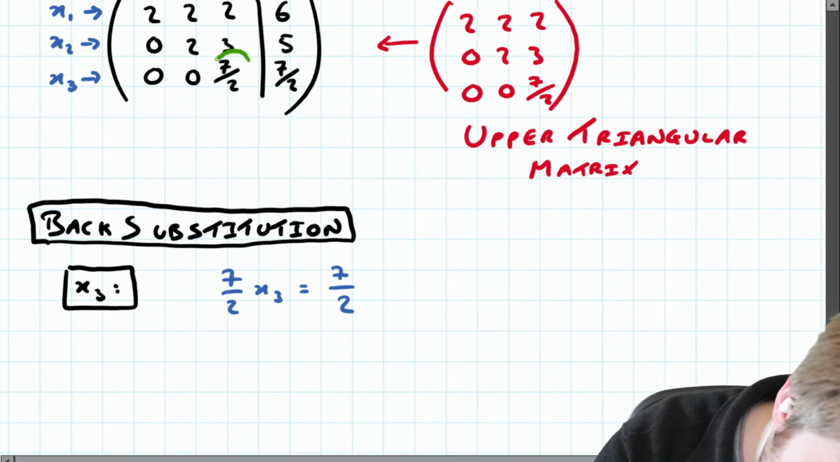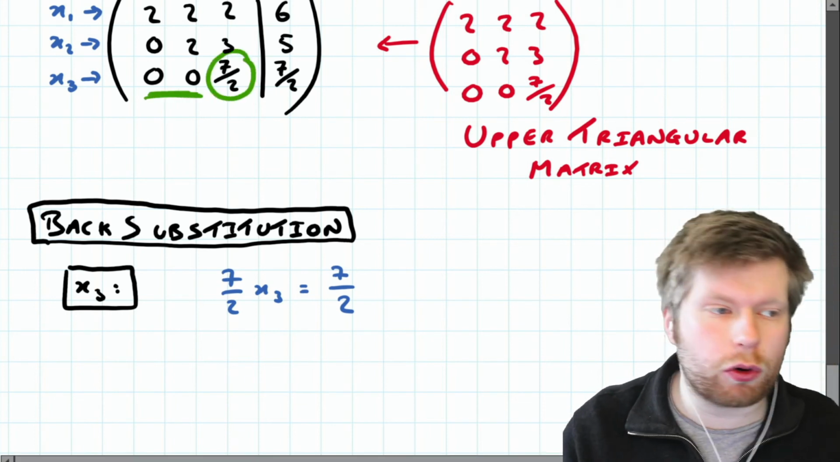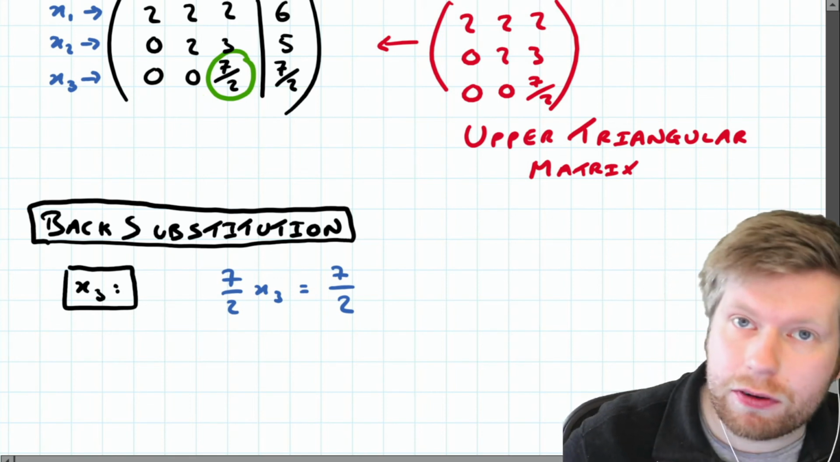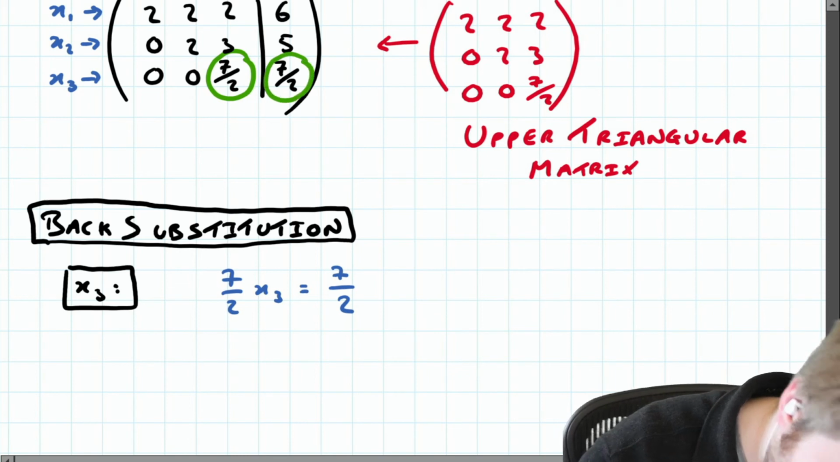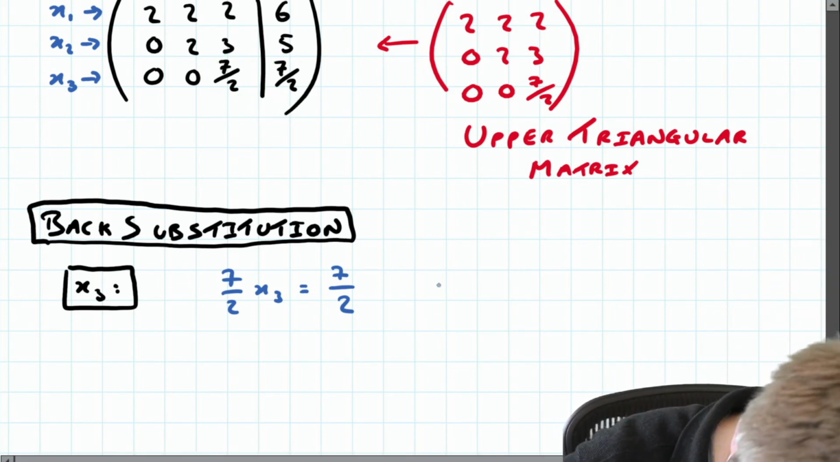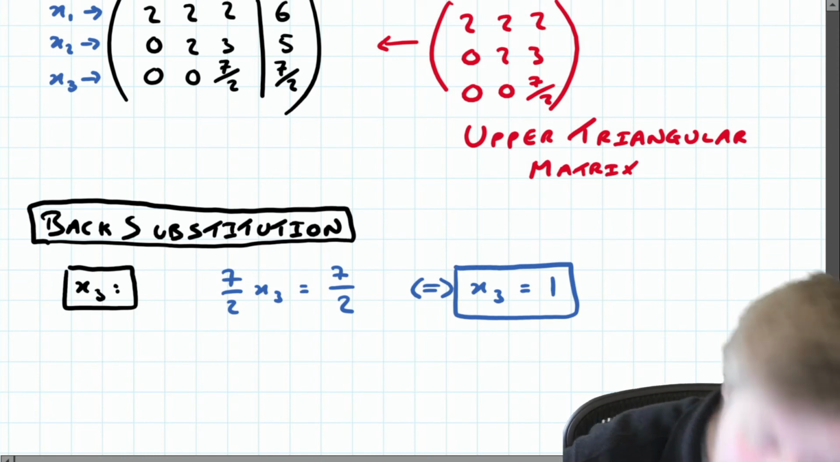I'm literally just taking this element, because all of the other elements, in other words the coefficients corresponding to x1 and x2, are 0. So therefore I can just read off that 7/2 x3 should be equal to 7/2. So if I solve that equation, are you happy that I can say that x3 should just be equal to 1? So in other words, I found the value of x3.